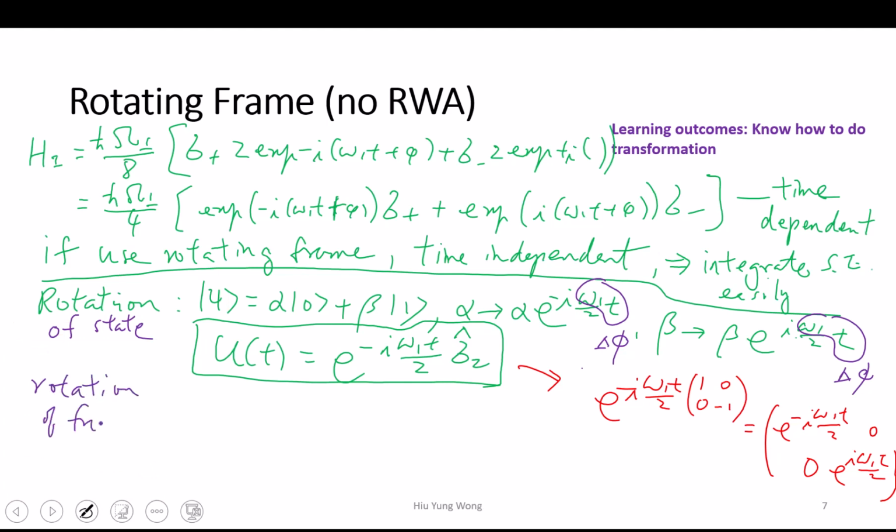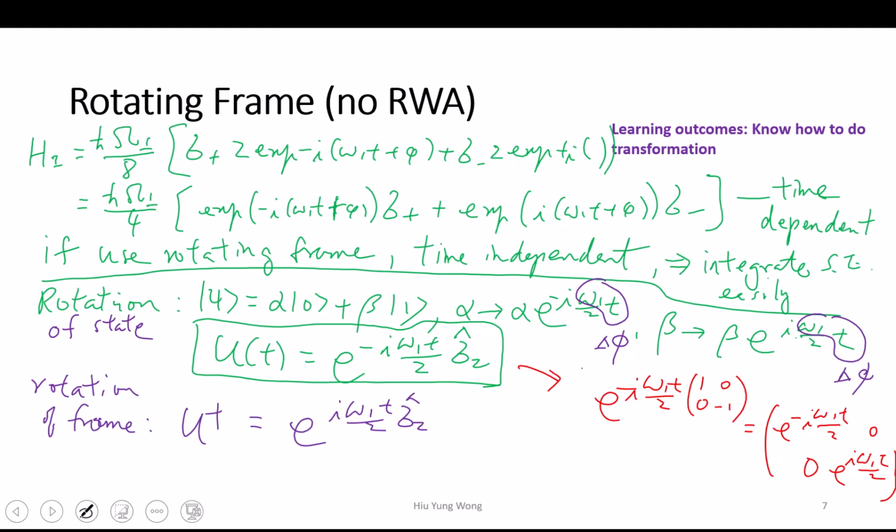So based on this, I claim that the rotation of the frame must be U dagger. Okay? Because U dagger times U equals 1, because it's unitary. So U dagger equals e to the power i omega 1 t divided by 2 sigma z. Because it's U dagger, right? You take the transpose and the complex conjugate.